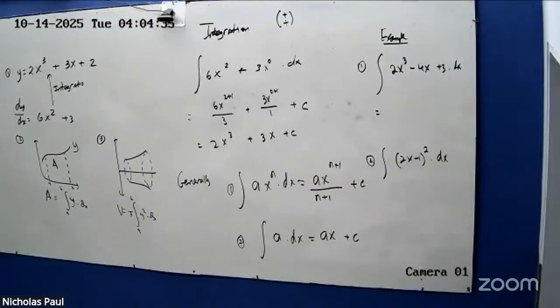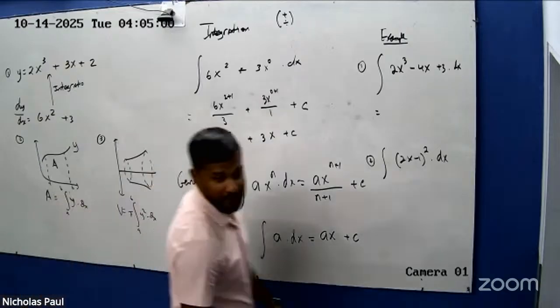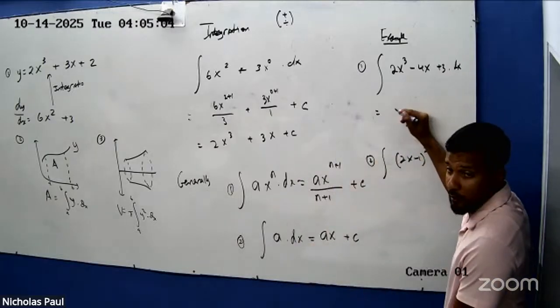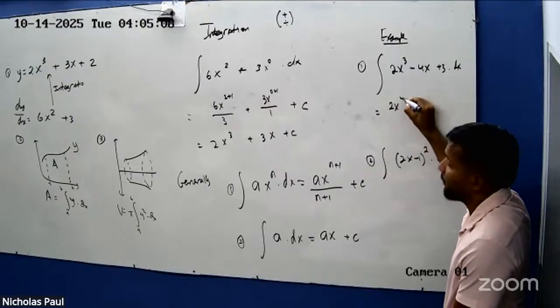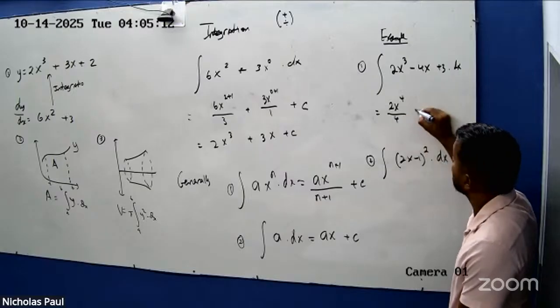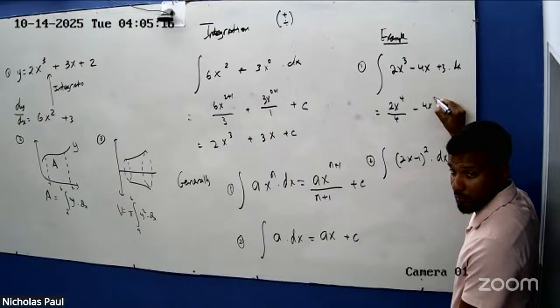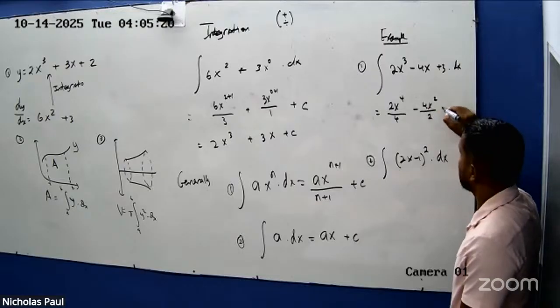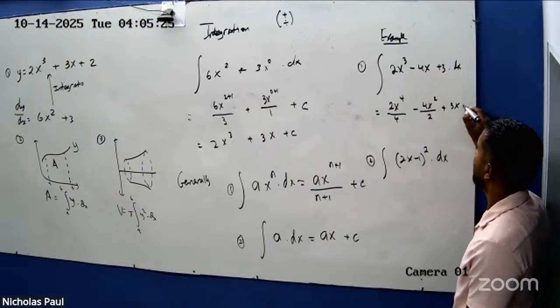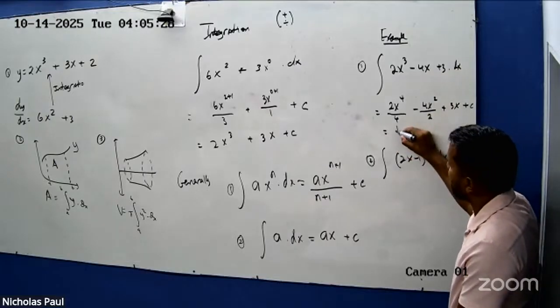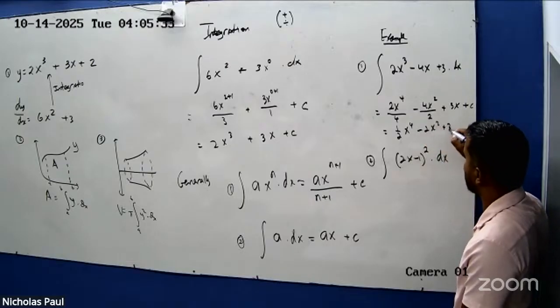I have integrated part. Right, over 4 minus 4 squared over, right? And the integral of 3. Don't forget the plus c, right? And you can make it look a little bit nicer: 1 over 2 x to the 4th minus 2x squared plus 3x plus c.